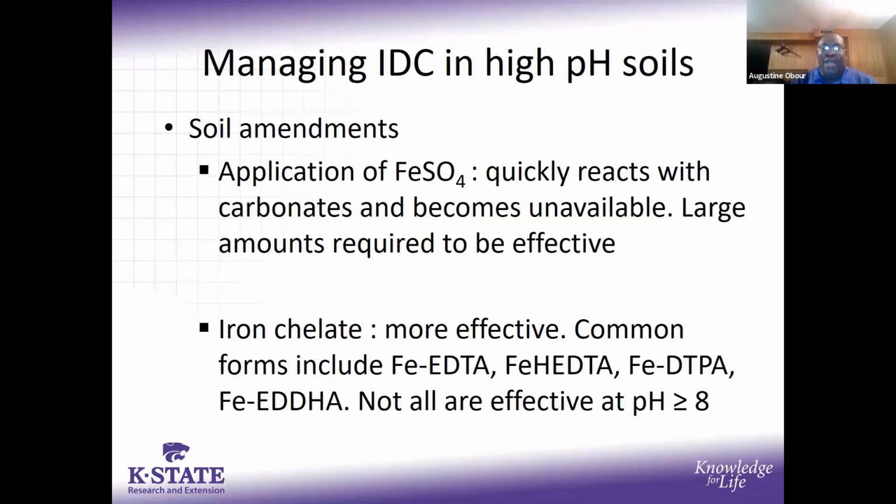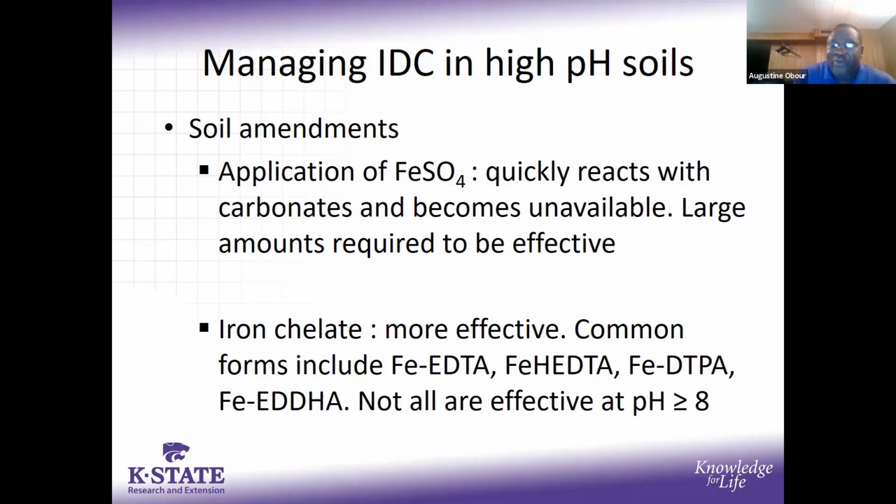So how do we manage iron deficiency chlorosis in high pH soil? I'll talk a little bit briefly on this one. We can apply amendments like iron sulfate, but this doesn't work very well because iron sulfate reacts with bicarbonates and becomes unavailable. So you need to apply large amounts of these to be effective. What is more effective is the application of iron chelates. Iron chelates are more effective because the iron is protected from reactions with other molecules or carbonates or bicarbonate, other things in the soil.